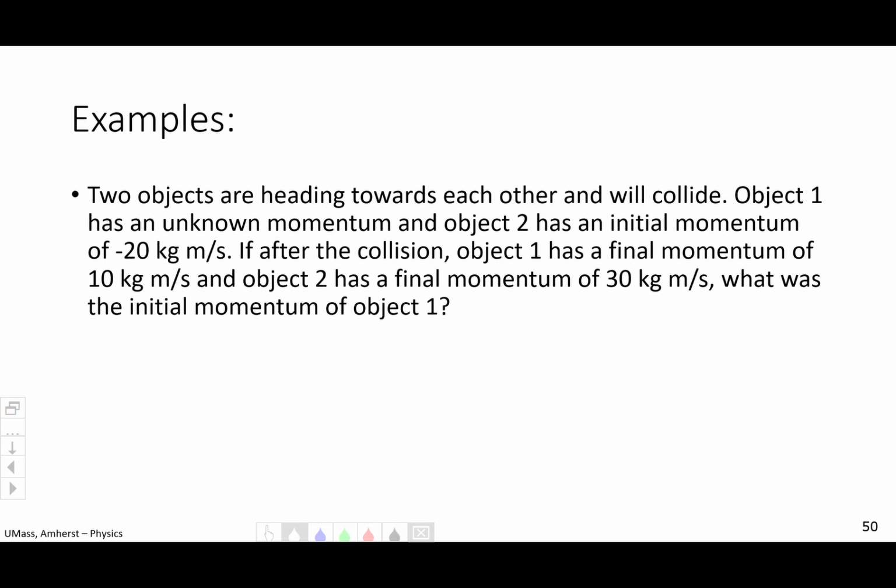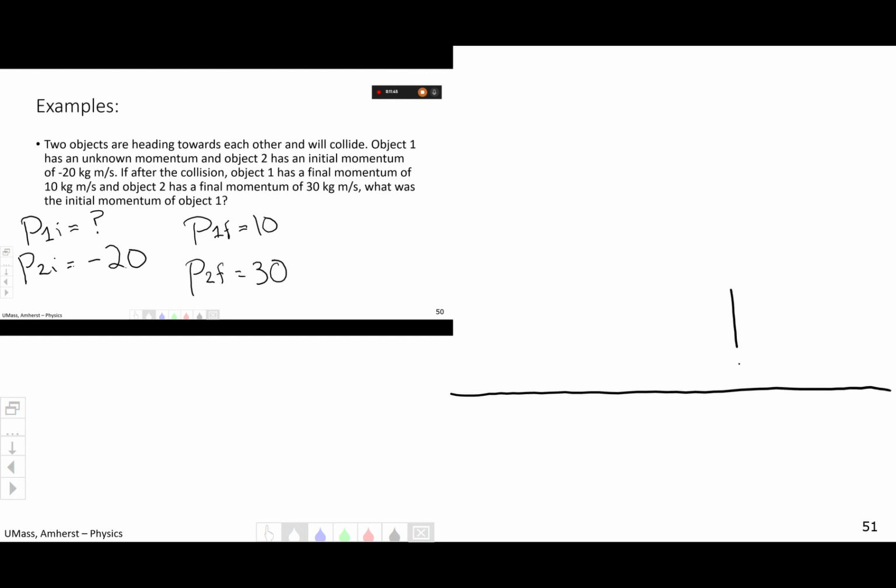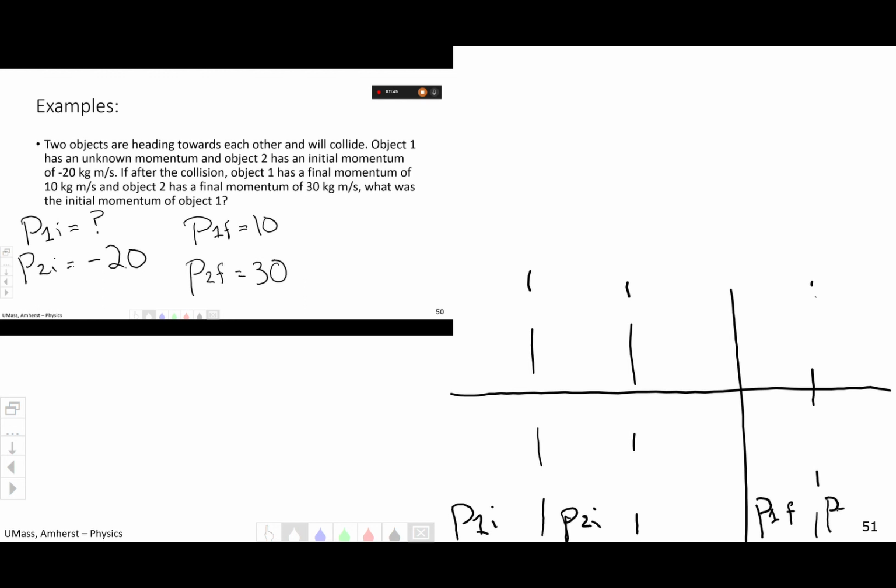That's no big deal. So P1 initial this time is the unknown, and P2 initial we know, that's negative 20. P1 final is 10, and P2 final is 30. Interesting. So let's go over to our chart and see that we can figure this out. All right, P1 initial, P2 initial, P1 final, P2 final.